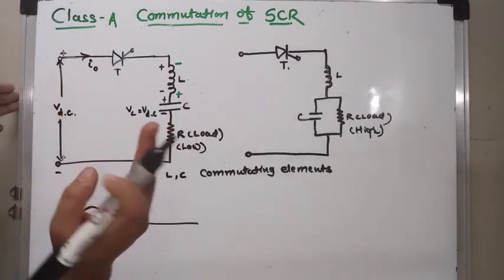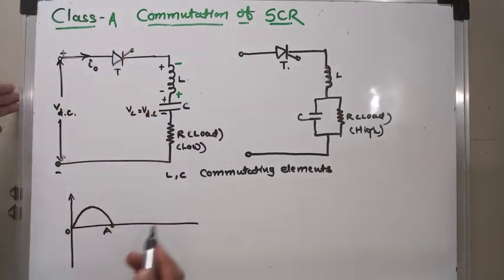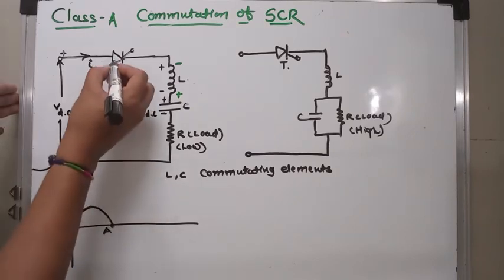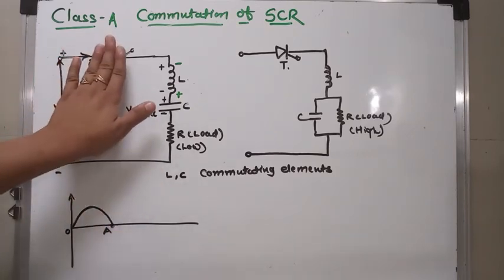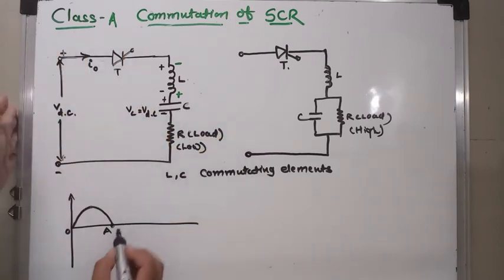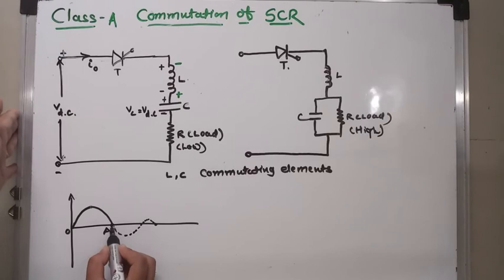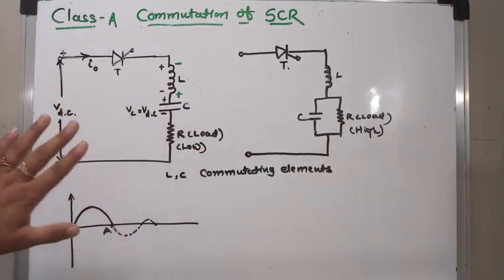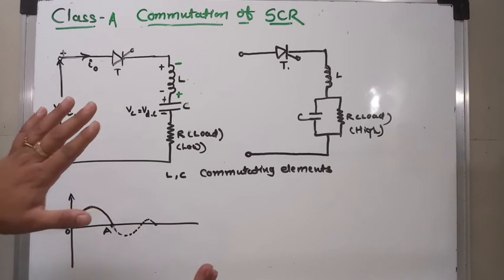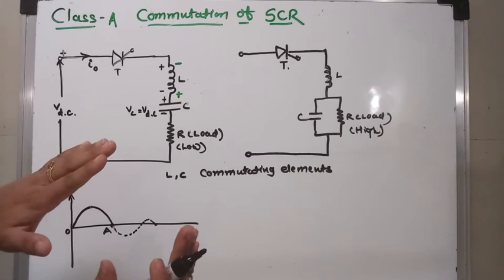So what will happen? Now the SCR is reverse biased and it turns off. At instant A the thyristor is turned off and acts as an open circuit. Then the capacitor is going to be discharged. So your current diagram will be like this, and finally it will attain the zero value. So in class A commutation, the SCR is turned off by the load current, so the name given is load commutation.